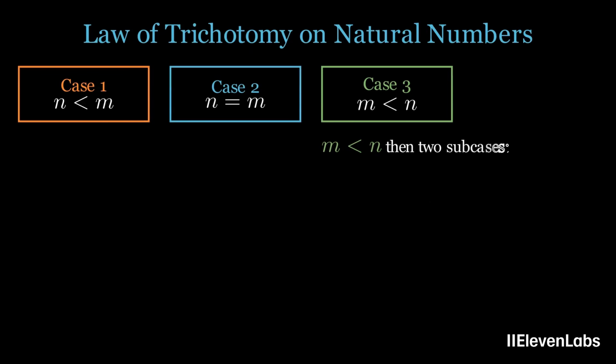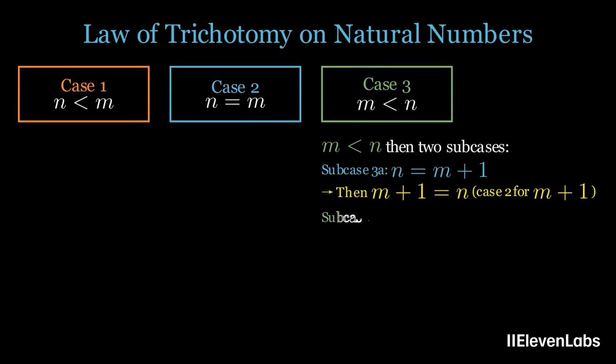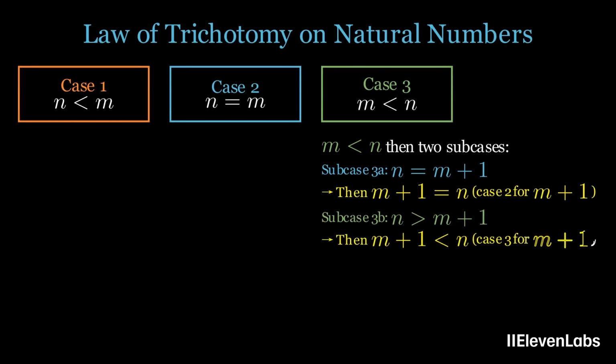Lastly, m is less than n in the hypothesis. There are two subcases. Subcase 3a, n equals m plus 1. This is case 2 for s of m. Subcase 3b, n is greater than m plus 1, that is, s of m is less than n. This is case 3 for s of m, or m plus 1.